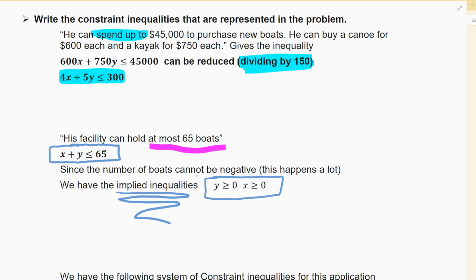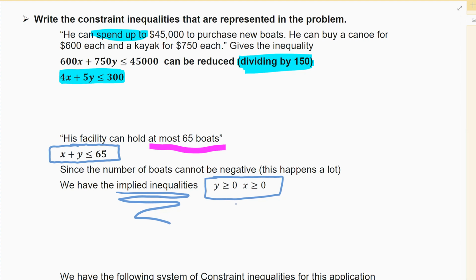Canoes have to be positive, so x has to be bigger than or equal to 0. Kayaks have to be positive, and they could be 0. You could buy no kayaks or could buy no canoes. You could just do all kayaks or all canoes. And so 0 is included, but we can't go negative because a negative canoe makes no sense.